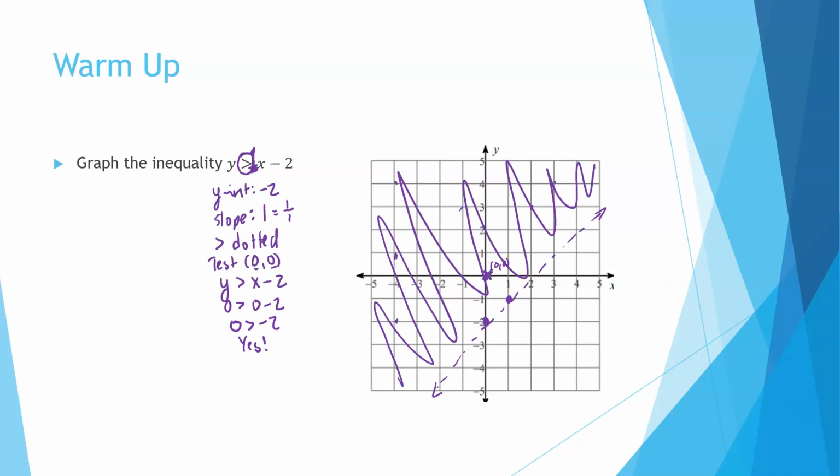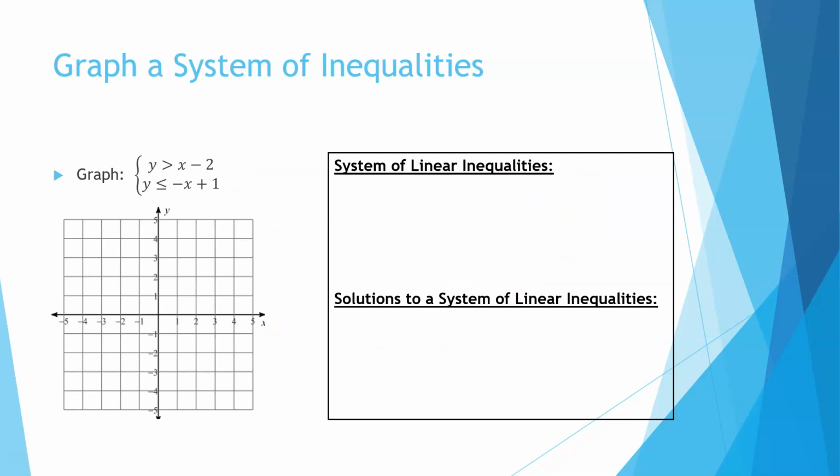And we need that today, because today we are going to graph a system of inequalities. What a system of linear inequalities is, that just means you have 2 or more linear inequalities. So it's made up of 2 or more linear inequalities. We're going to mostly be looking at 2, but it's good to know that you could do more.